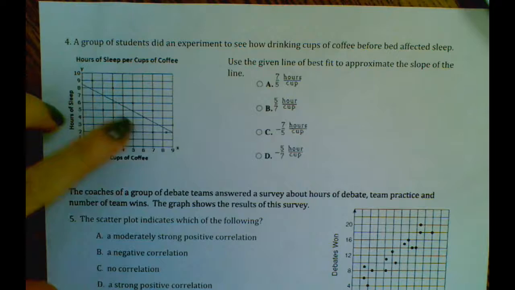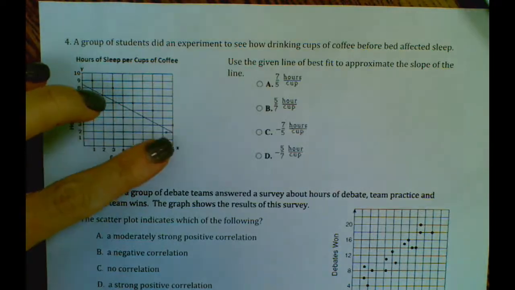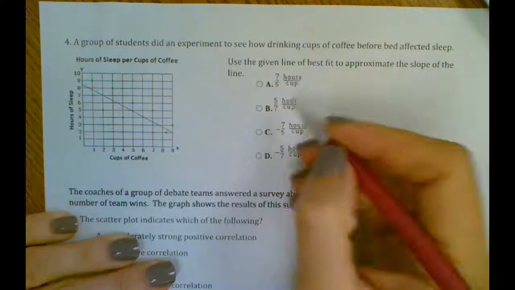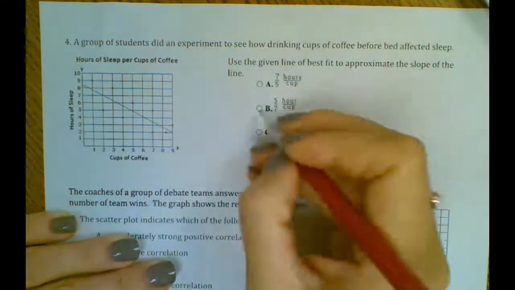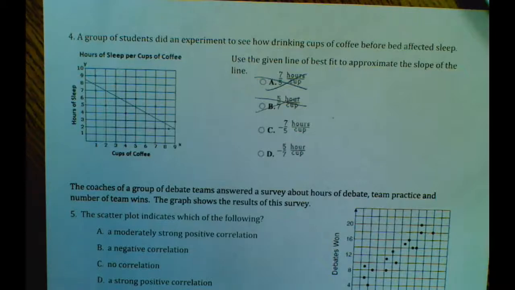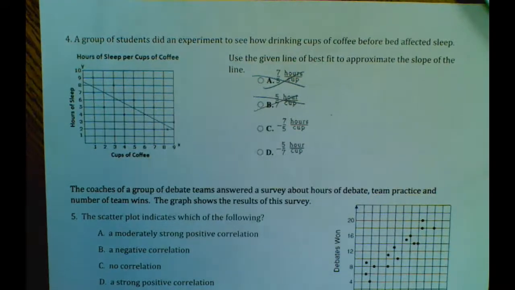So this is definitely a negative trend to a graph, meaning our slope is going to be negative. So we can automatically cross out A and B because those are positive slopes. So now we have a 50% chance of getting this right.